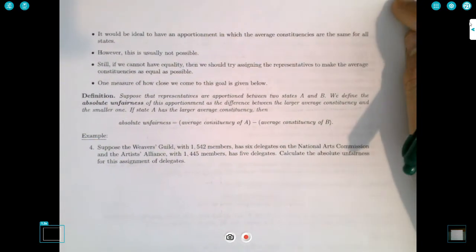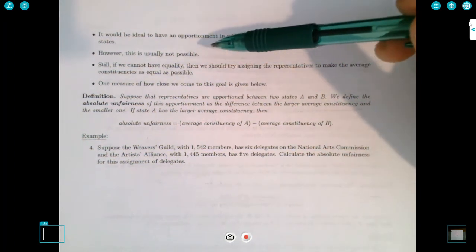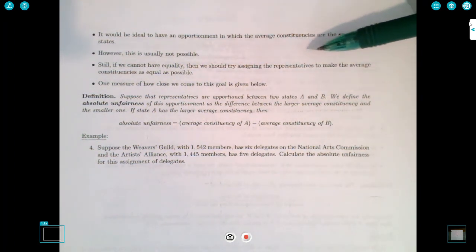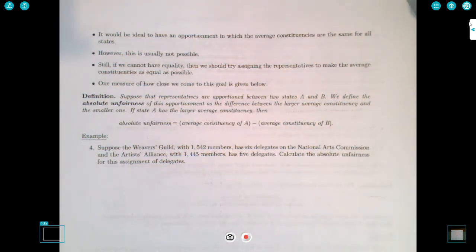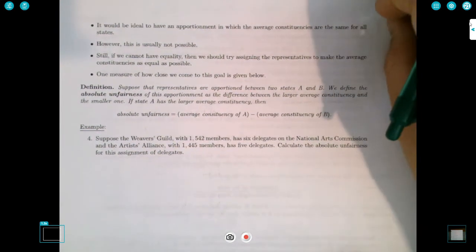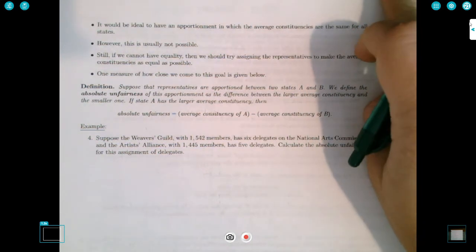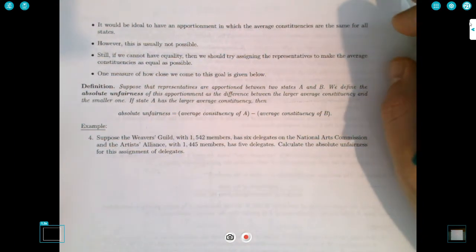Now, it would be ideal to have an apportionment in which the average constituencies are the same for all states. However, that's usually not possible. But still, if we can't have equality, then we should try assigning the representatives to make the average constituencies as equal as possible, right? So even if we can't get perfect equality, we still want to be as equal as possible in terms of the average constituencies of the states. So one measure of how close we come to this goal is given below.